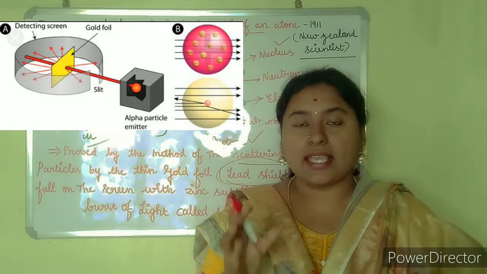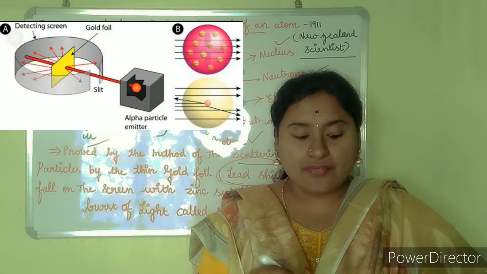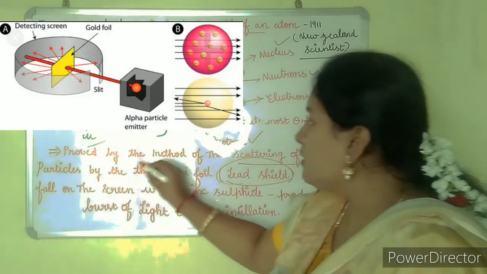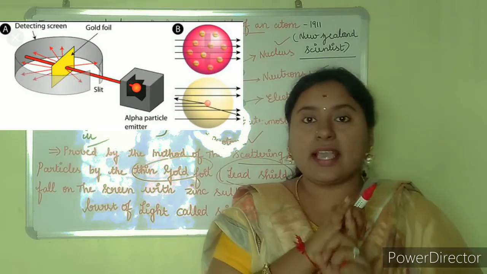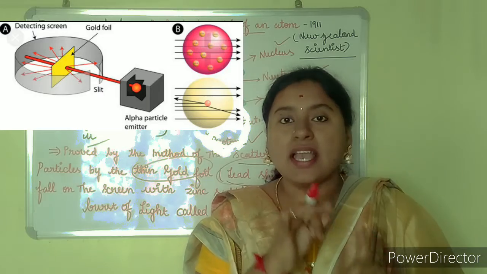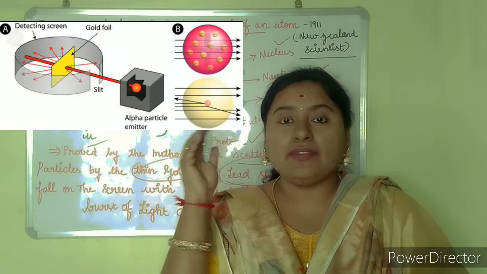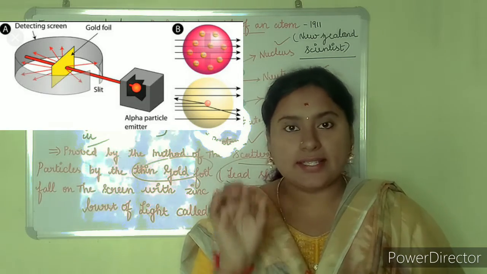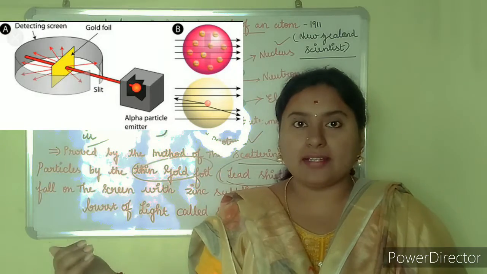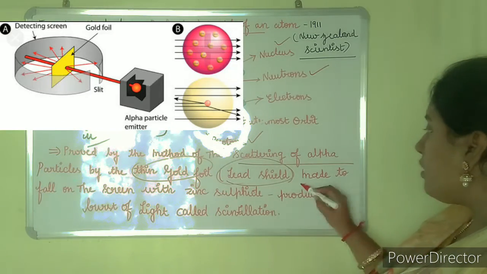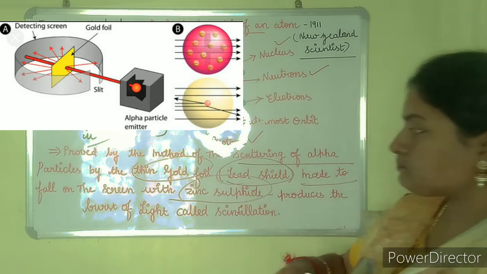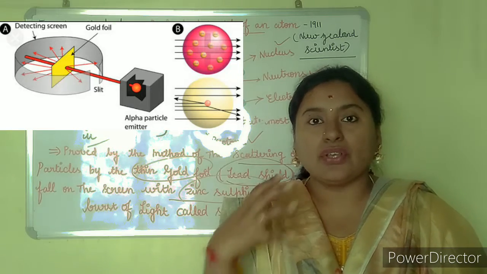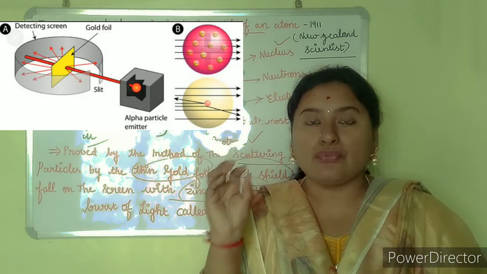Inside a lead box he kept the alpha particles, and when the alpha rays are allowed to pass through the lead shield, they are made to fall on a thin gold foil. So the lead box or lead shield is the first layer, and the thin gold foil is the second layer. After the thin gold foil, the rays are made to fall on a zinc sulfide screen. The reason for using zinc sulfide is that it will produce fluorescence.